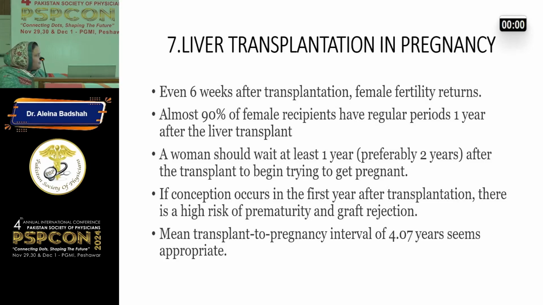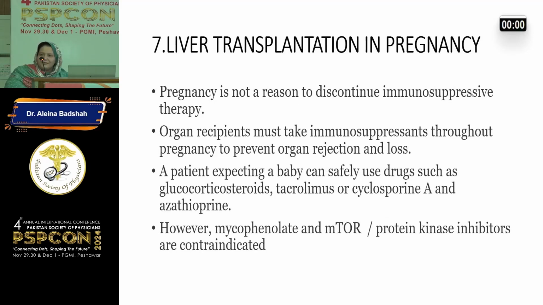And if conception occurs in the first year after a transplantation, there is a high risk of prematurity and graft rejection. और ये आप देख लें कि mean transplant to pregnancy interval of 4.07 years seems appropriate, because by that time the patient has taken enough of immunosuppressive therapy and the body has also accepted the graft by 4 years. If a patient becomes pregnant after liver transplantation, immunosuppressive therapy must not stop. The patient should be receiving glucocorticoids, tacrolimus or cyclosporin, and azathioprine, considered safe in this scenario, but mycophenolate and protein kinase inhibitors are contraindicated.